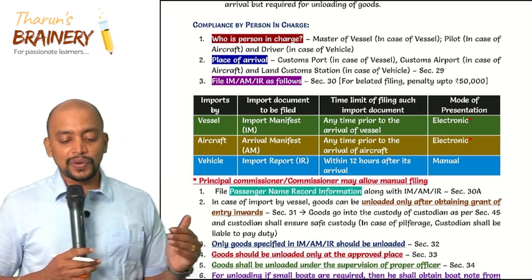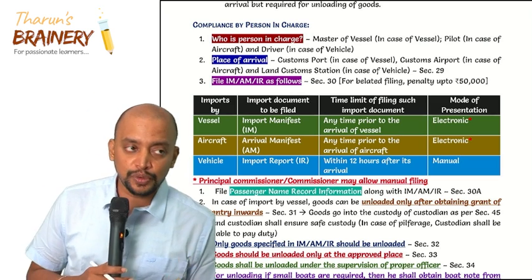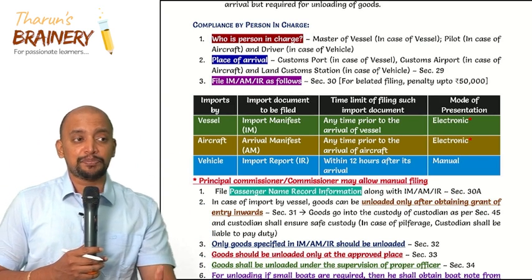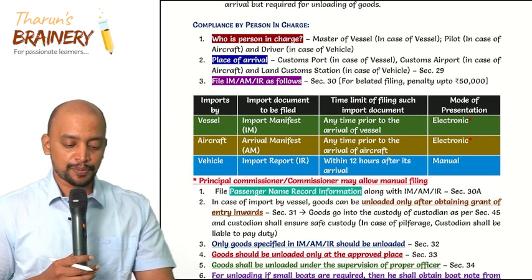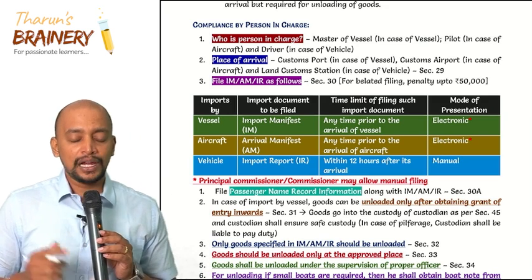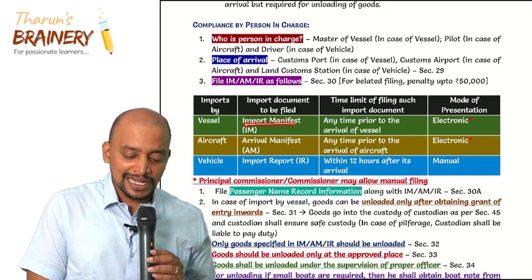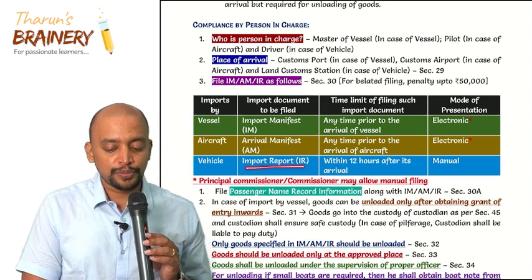And section 29 says that they have to come to only customs port or customs airport or land customs station which is permitted for import. They should not go to any other port or airport, and they need to file one document. What is that? In case of vessel, import manifest. In case of aircraft, arrival manifest. In case of vehicle, import report.